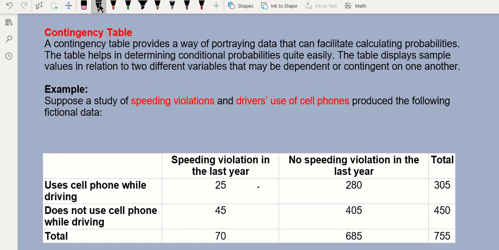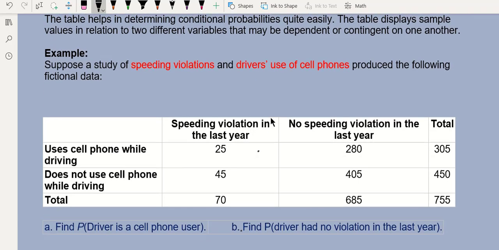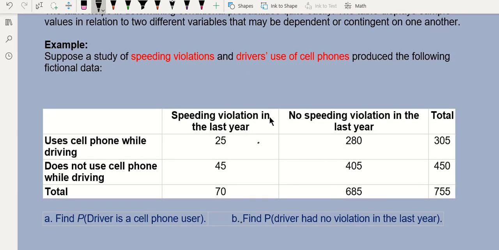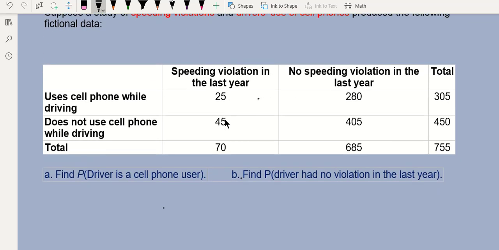The table displays the sample values in relation to two different variables that may be dependent or contingent upon another. So suppose we are studying speeding violations and the driver's use of cell phones. Here is some fictional data. As you can see, in our first column we have the speeding violations. In our second column, we have no speeding violation.